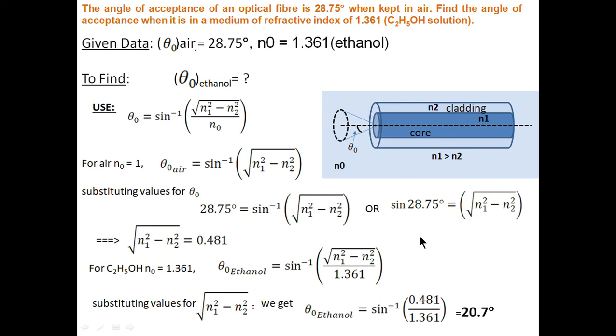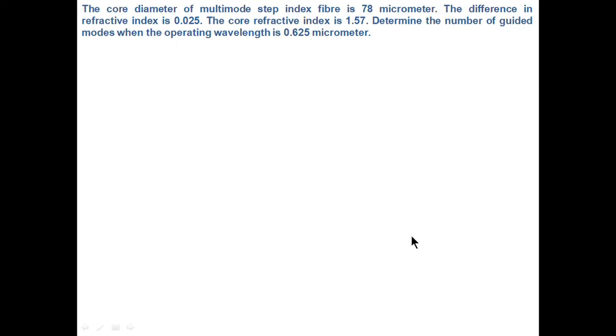So this is kind of a twisted problem which misleads in many ways, but you have to focus and you get it. Okay. Now you go to the next problem in the assignment. The core diameter of a multi-mode step index fiber is 78 micrometer. The thickness of the optical fiber is given, and it is also said that it is a multi-mode step index fiber.